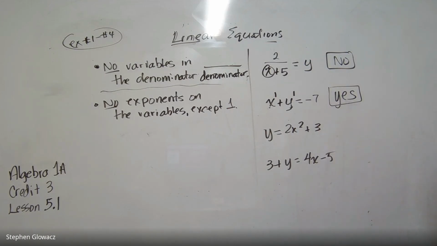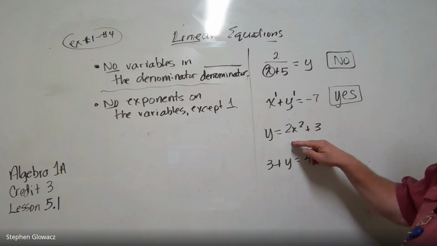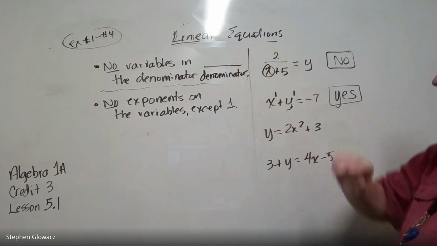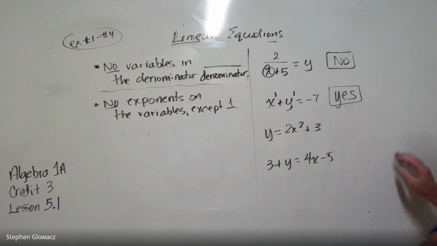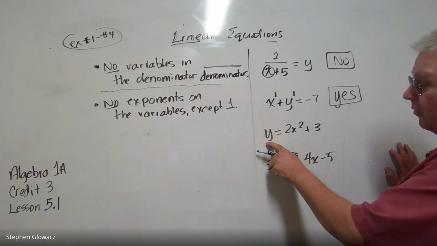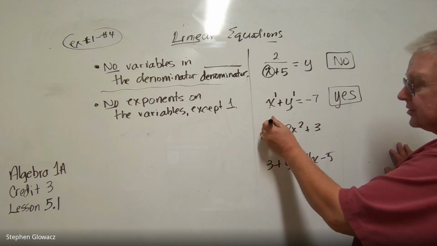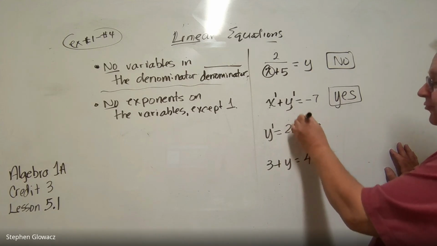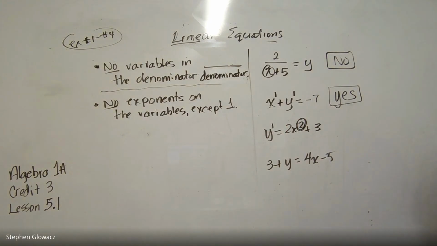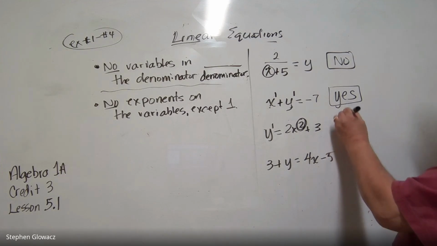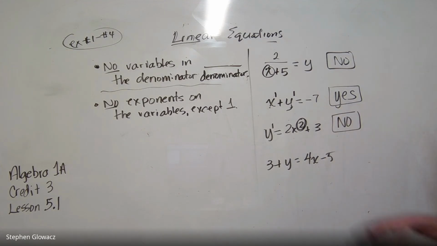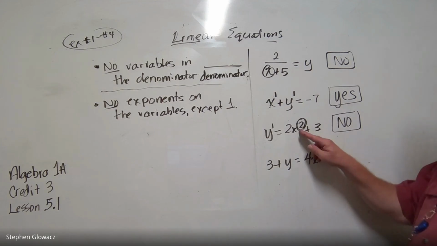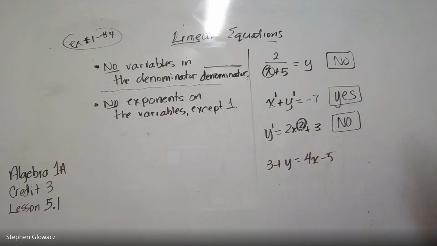Our next example, again, no fraction here, so nothing to worry about for a denominator. Our second test: notice here there is no exponent written on the y, so we know it's a 1, but look at the x. There is an exponent of 2, and because of that, we're going to say no, this would not be a linear function. And again, that's because of the exponent other than 1 here on the x.